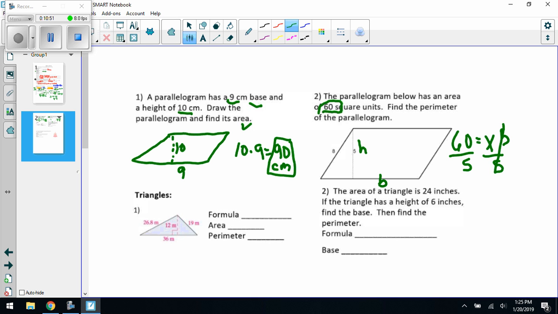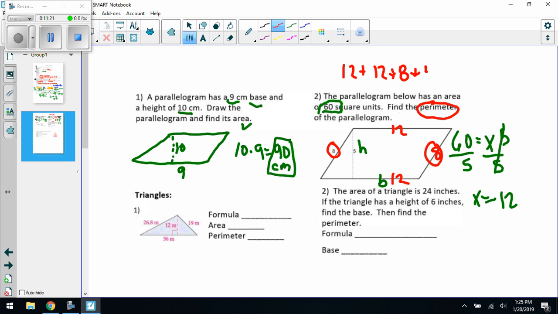5's cancel out. The base is 12. But I'm going to go back up to the question because it doesn't ask us to find the base, but we needed the base in order to find the perimeter. So perimeter is to add up all the sides. So if this side is 8, then this is also 8. So you have an 8 and an 8. And if the base is 12, I'm going to go ahead and label it, set it up right up top. And when we add all those together, you should get 40. And I'm going to circle my answer.